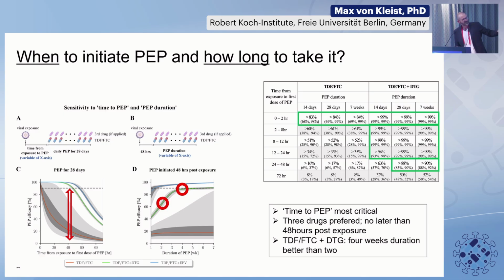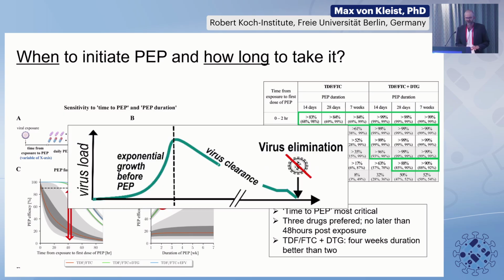So the basic take-home message from this is that time to PEP is the most critical factor for post-exposure prophylaxis. 3 drugs is better than 2, and they should be initiated within 48 hours if possible. And if this triple drug combination of tenofovir, emtricitabine, and dolutegravir is taken, then 4 weeks duration of PEP is better than 2 weeks. And this has to do with this: the longer you wait, the more virus you have, and the longer you need to clear it.